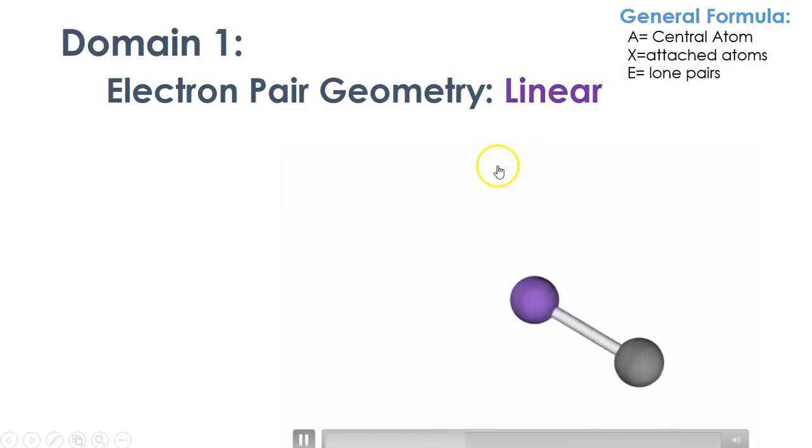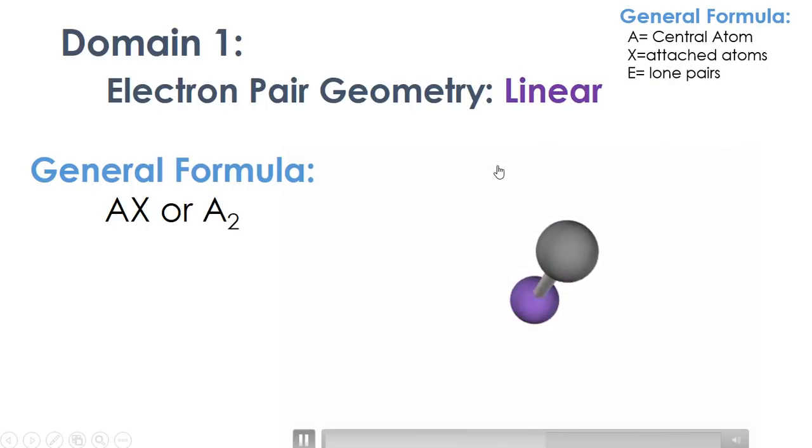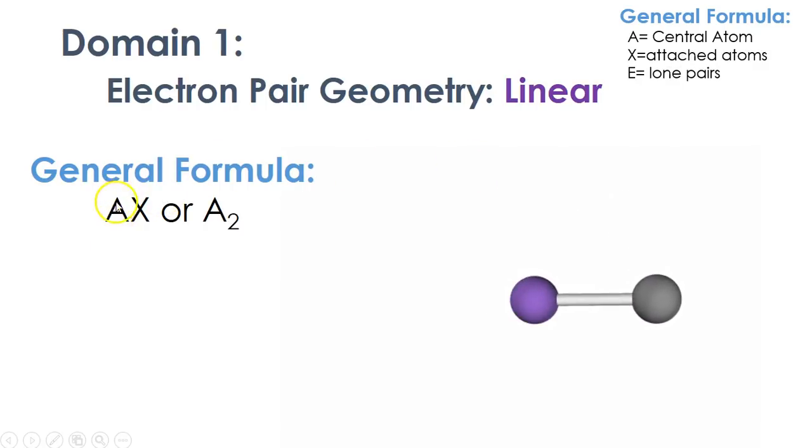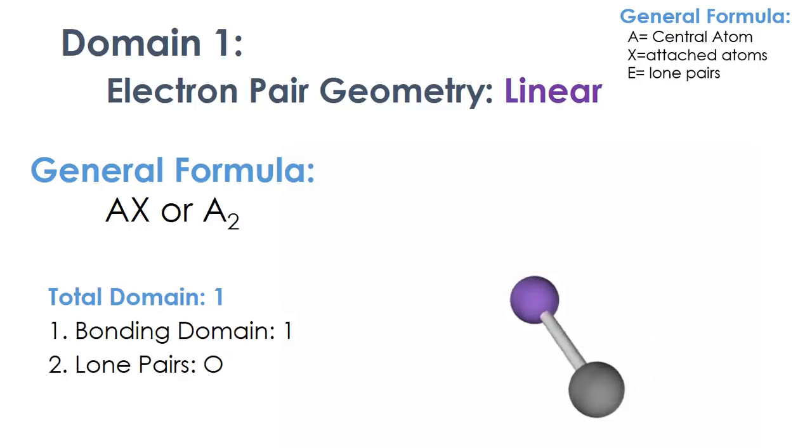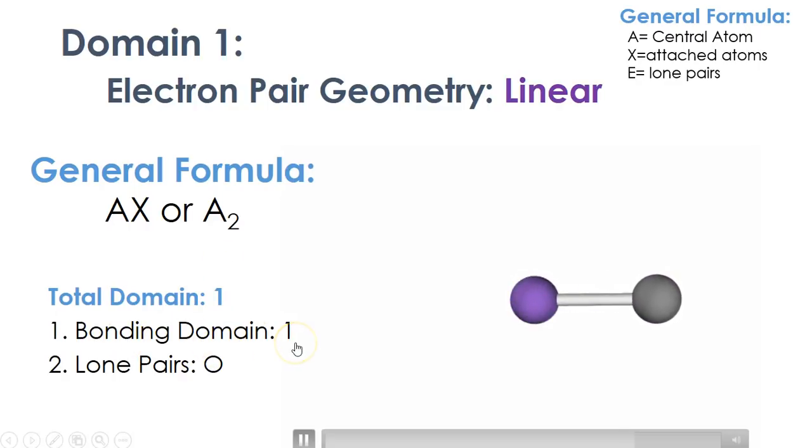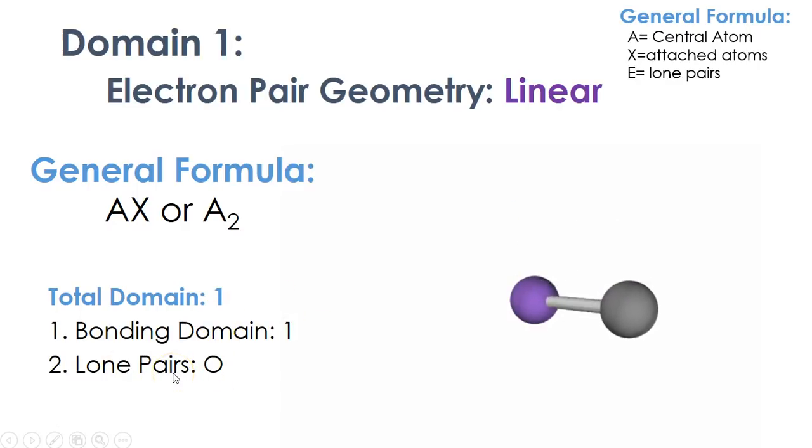In this individual linear electron pair geometry, our general formula would be AX, where you have a central atom with only one attached atom, or you can have something that's A2, where you have two central atoms. An example of that would be I2, where you have two iodines and you can't figure out which one is the central atom. Ultimately, we would have a domain 1 when we have only one bonding domain, where you have one attached atom, as you can see in this picture, and no lone pairs.